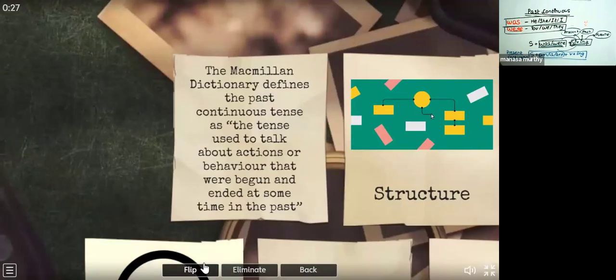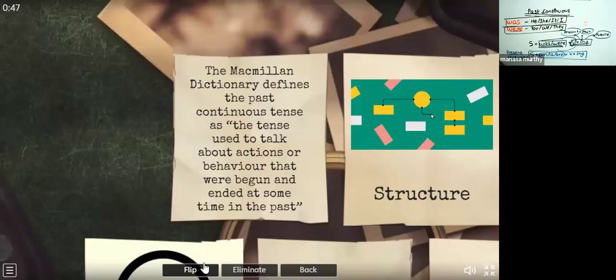What is the definition? Macmillan Dictionary defines past continuous tense as the tense used to talk about actions or behavior that were begun and ended at some time in the past. It isn't having any relationship with the present.